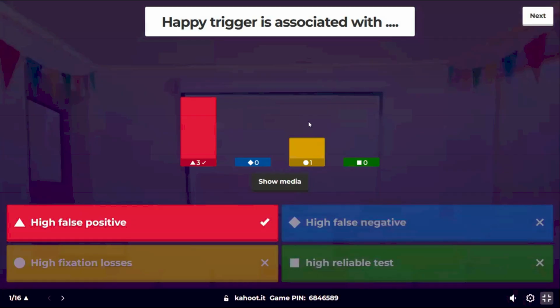Okay, nice. The majority answered it correctly. Habit trigger is associated with high false positive errors, and we answered this in this class, but someone missed it. Again, got confused and answered incorrectly.